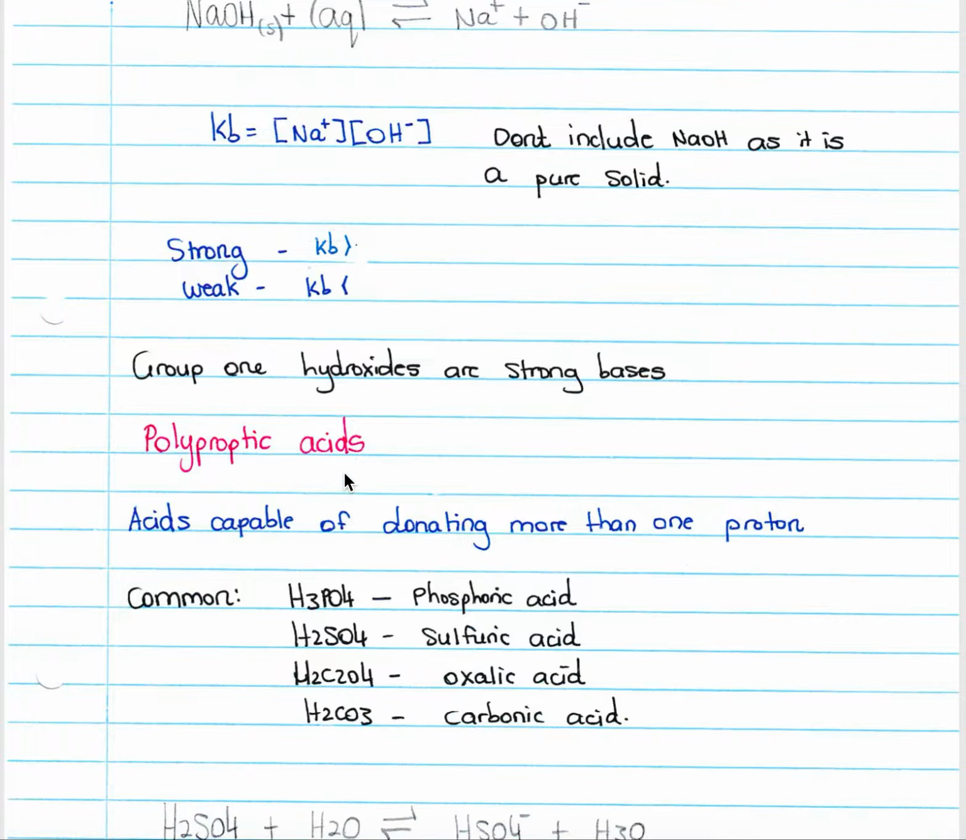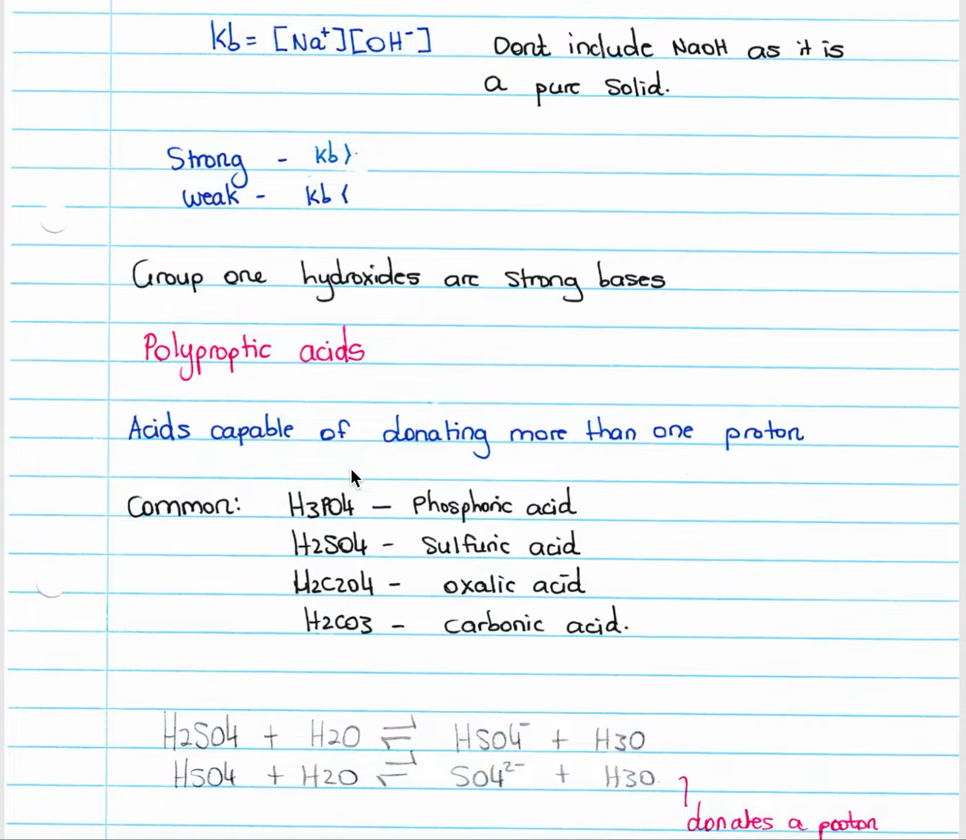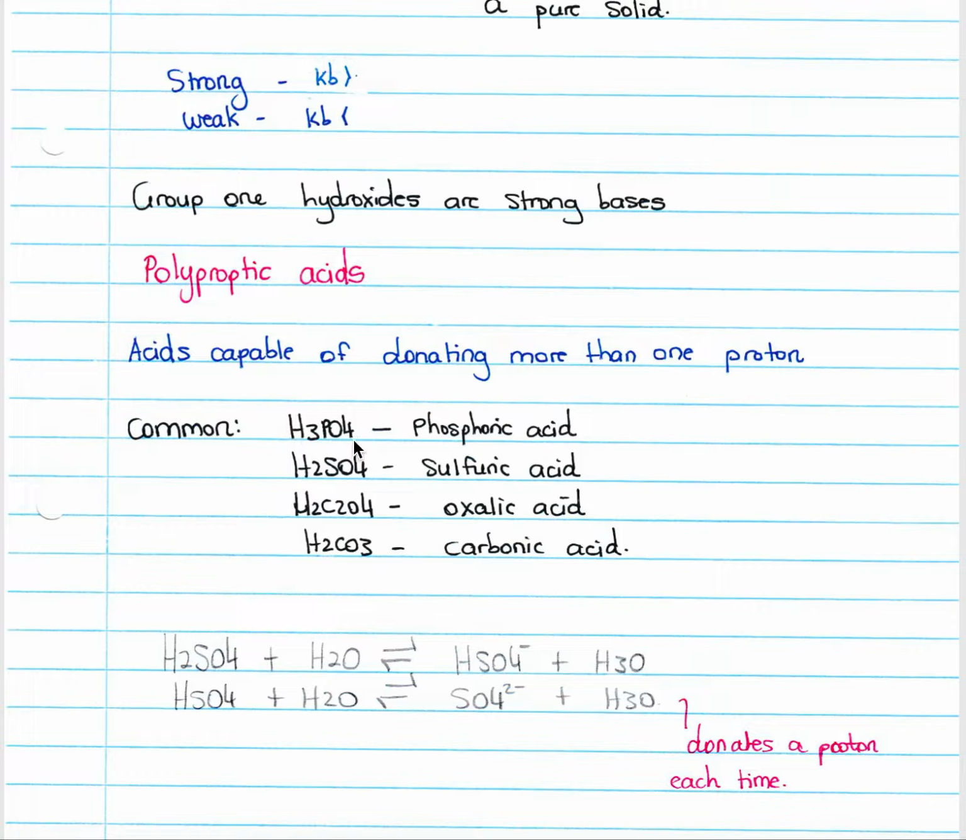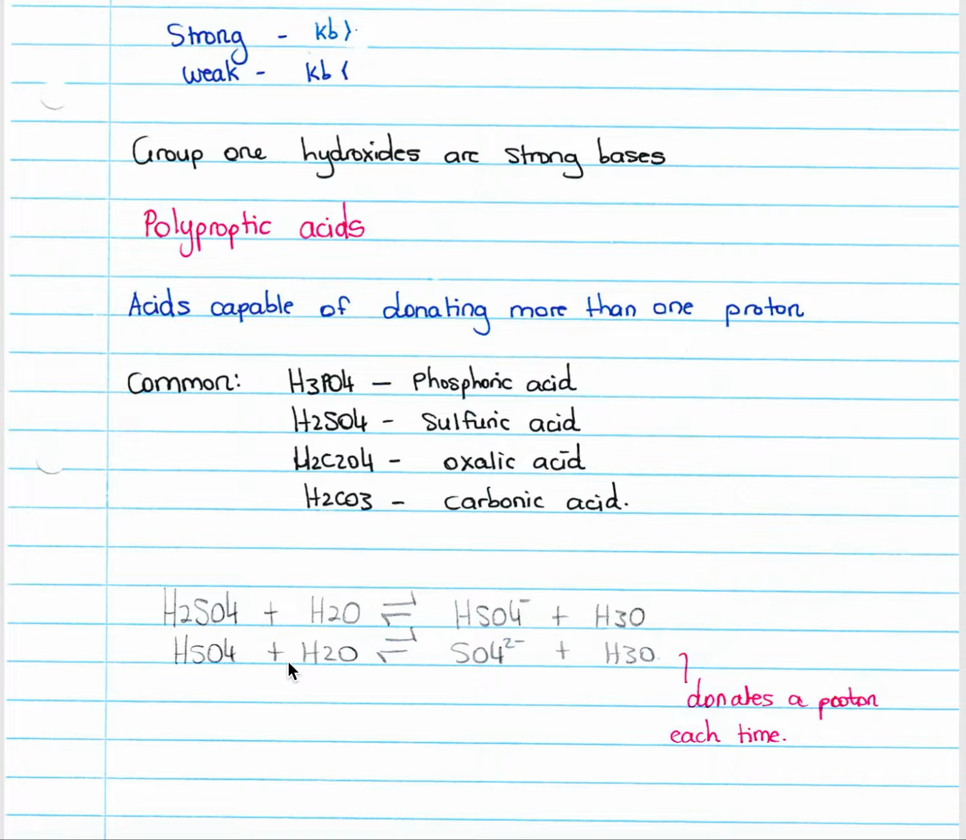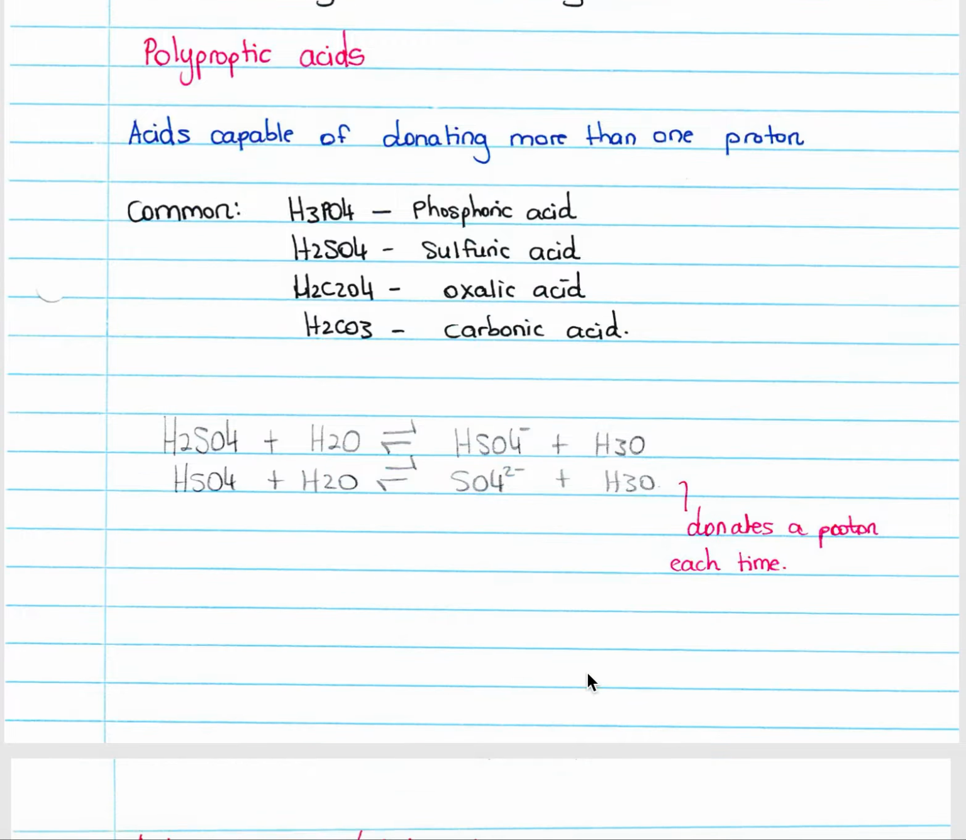Polyprotic acids are acids capable of donating more than one proton. If we take a look at these examples, H3PO4, H2SO4, H2C2O4, and H2CO3 are all polyprotic acids. Looking at this example, we can see that H2SO4 plus water, this H2SO4 donates a proton, meaning it's HSO4 minus plus H3O plus. This HSO4 minus will undergo another reaction with water, donating another H plus, leaving it as SO4 2 minus plus H3O plus. It donates a proton each time, meaning it is a polyprotic acid.